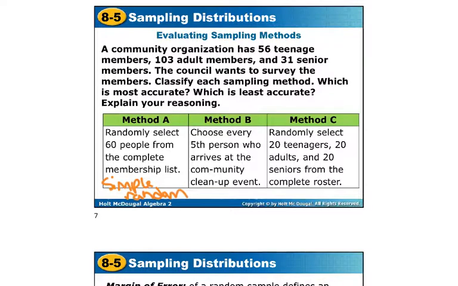The next one says they're going to choose every 5th person who arrives at the community cleanup event, and so that is going to be a systematic sample, because again the system is every 5th person. And then the last one, randomly select 20 teenagers, 20 adults, and 20 seniors from the complete roster, and so that one's going to be that stratified example, because they're in the groups of those 3 categories of senior, teenager, and adult, and then you are within each group picking a select number of people.